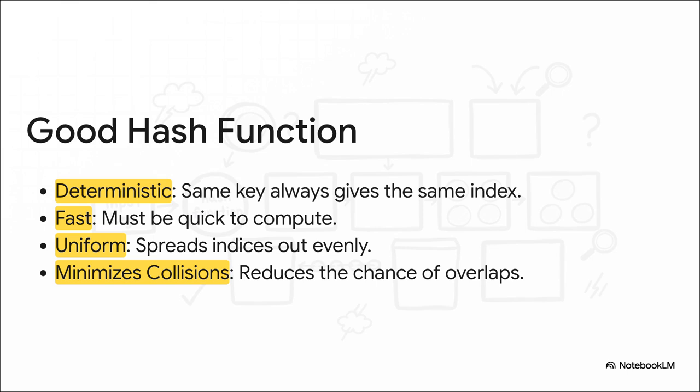Now here's the crucial part. The entire system, all of its incredible speed, it all hangs on the quality of that hash function. A good one has to be deterministic, meaning the same key always gives you the same index. No exceptions. It has to be super fast. It needs to spread the data out evenly, not clump it all together. And most importantly, it has to be really, really good at minimizing a huge problem we're about to get into.